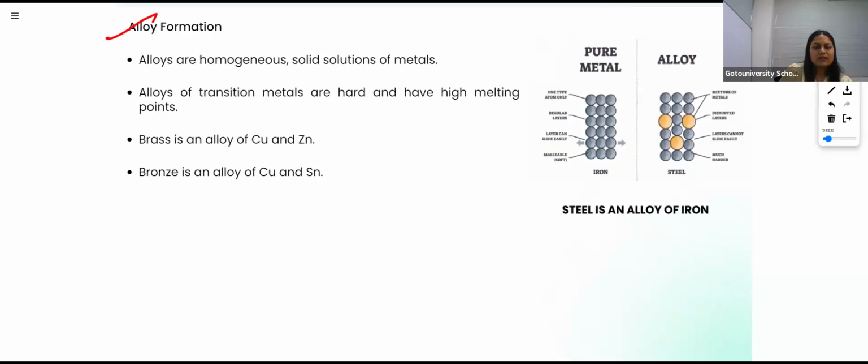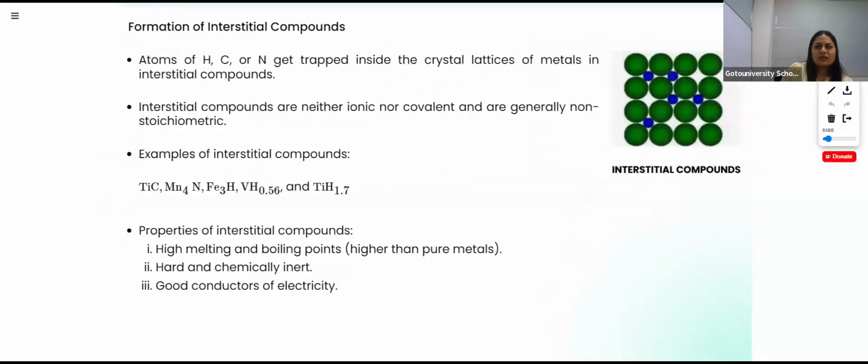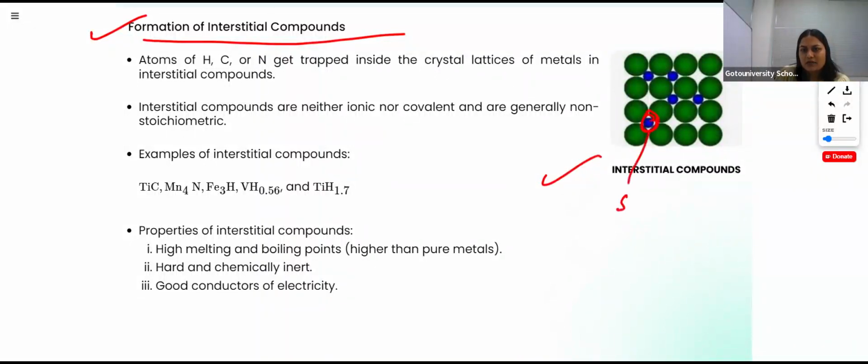Another property is that transition elements form alloys. Alloys of transition metals are hard and have a high melting point. For example, brass is an alloy of copper and zinc, and bronze is an alloy of copper and tin, right? One more transition element property is the formation of interstitial compounds. See, this is a compound having interstitial sites. Interstitial sites means the empty spaces present in between the atoms of the compound.